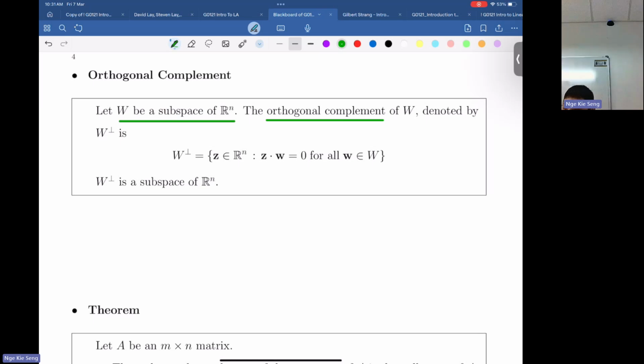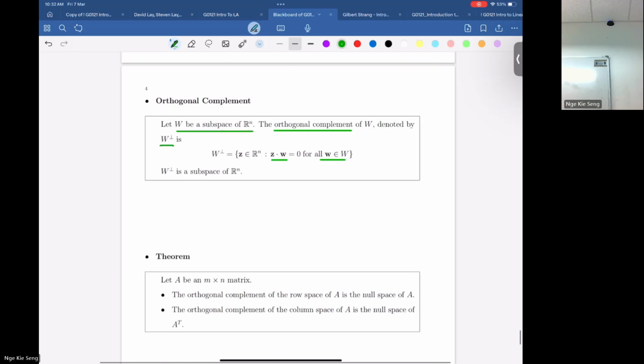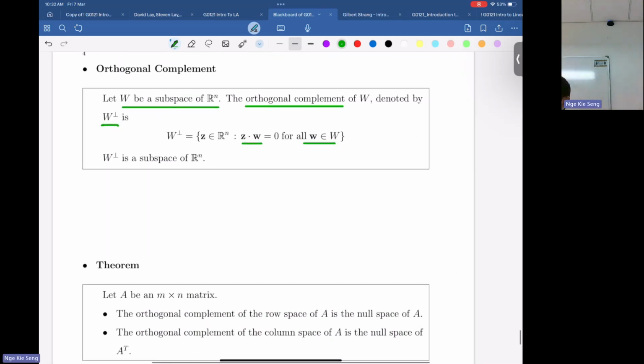So how do we figure out what this orthogonal complement is? We write it as W perp. W perp is equal to all the vectors whose dot product with W is 0, for all the vectors in the subspace. Then we will show that this is a subspace. Do you know how to check that this is a subspace? Let's do it as an exercise now.